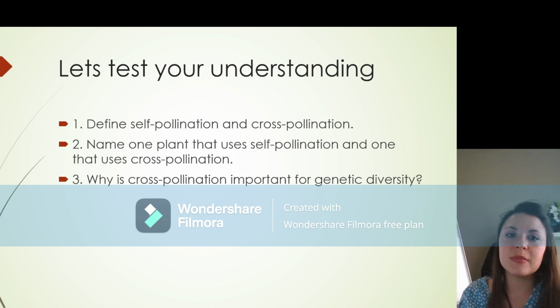The question was, define self-pollination and cross-pollination. So on a lined piece of paper, I want you to be able to differentiate between the two. Then, number 2, name one plant that uses self-pollination and one that uses cross-pollination. And number 3, why is cross-pollination important for genetic diversity?